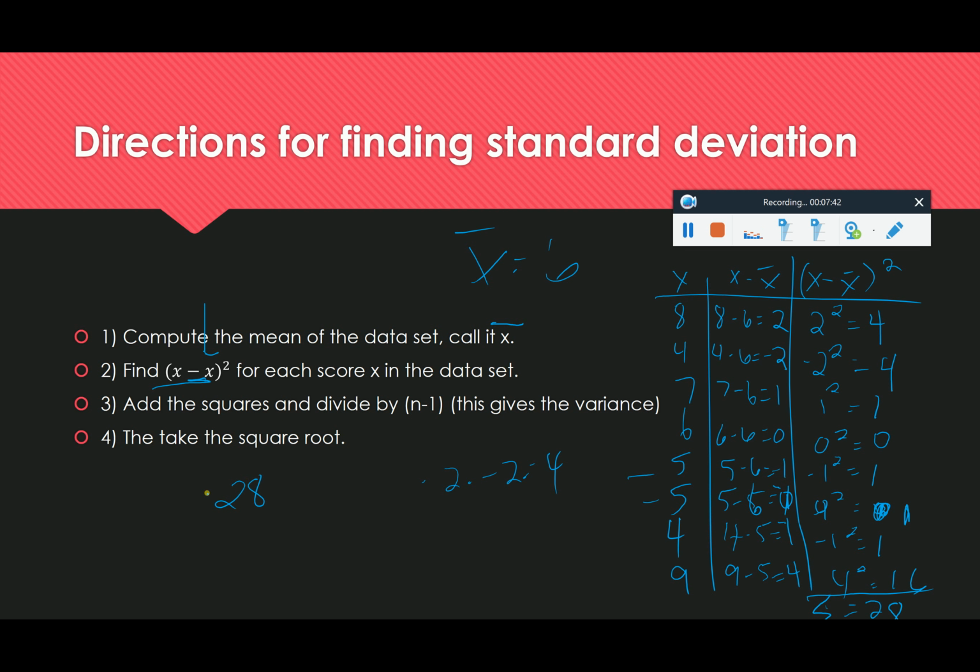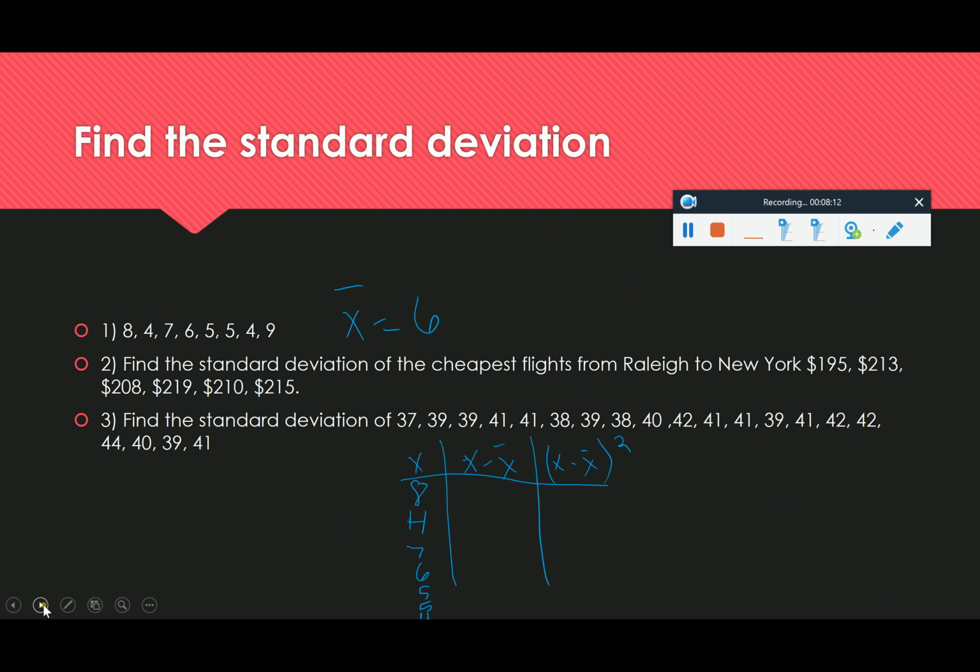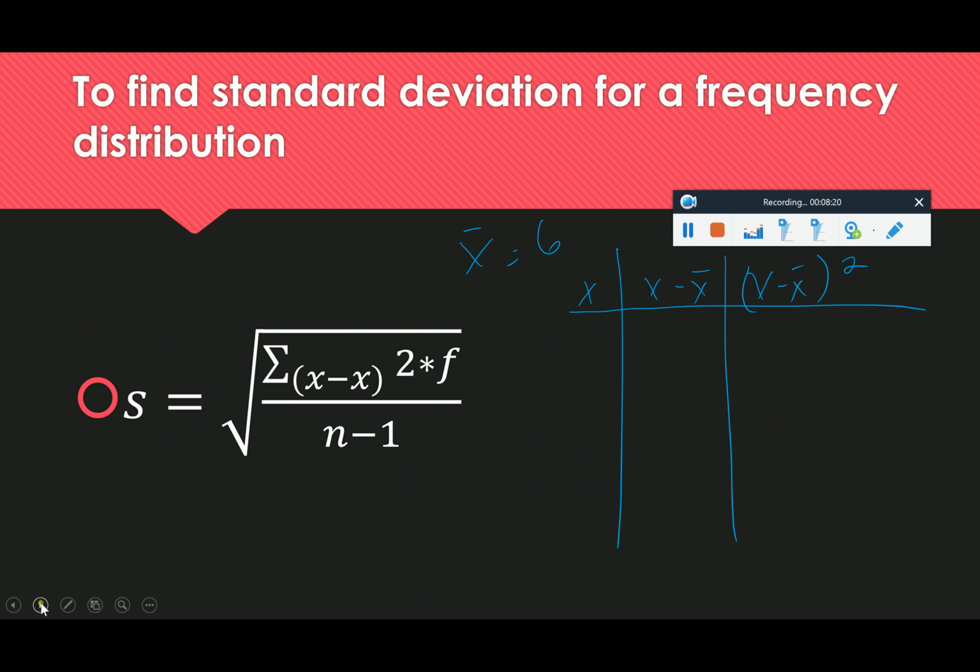So that goes on top. And then n minus 1, how many terms are there? There's 1, 2, 3, 4, 5, 6, 7, 8 terms. So n is 8. That's how many are in the data set. So 8 minus 1, and then you take the whole square root of that. So this is going to be the square root of 28 divided by 7. 28 divided by 7 is 4. So then you have the square root of 4, which is 2. So your standard deviation for the first question is 2. And you'll do the same thing for number 2 and the same thing for number 3. And there are plenty of examples of these in your book as well.